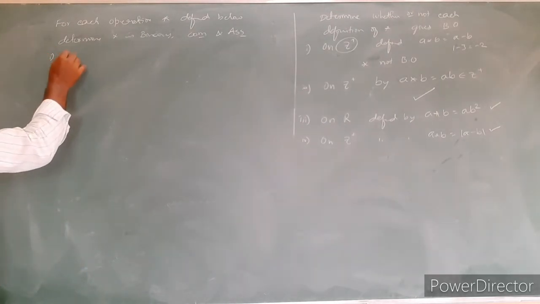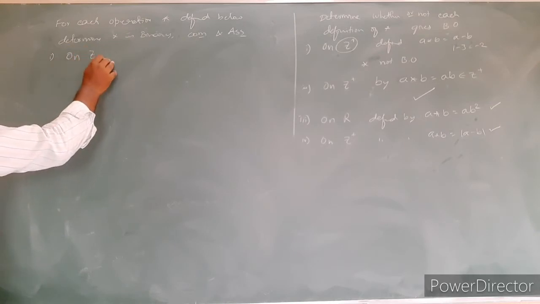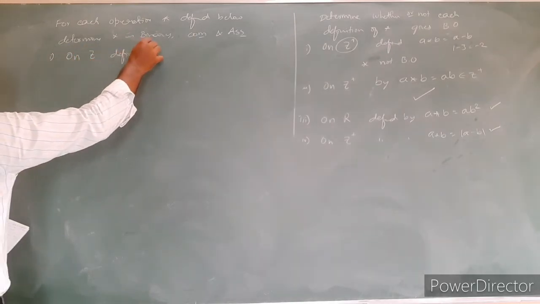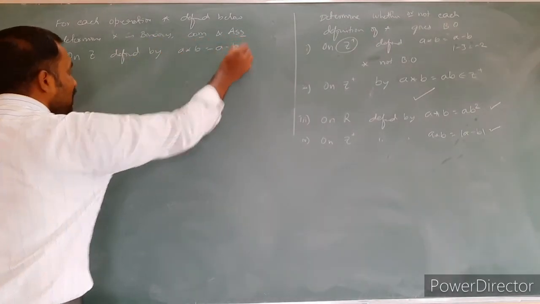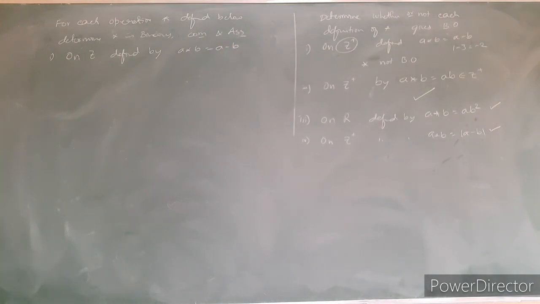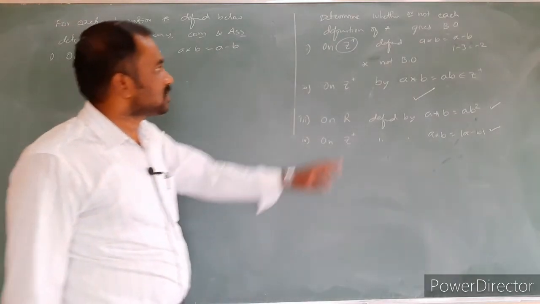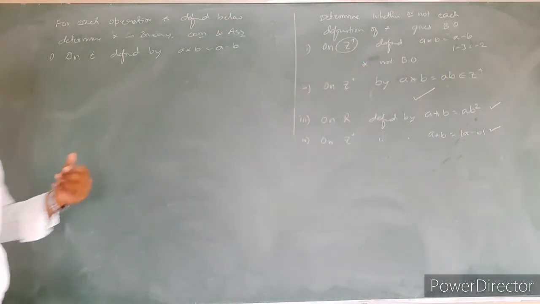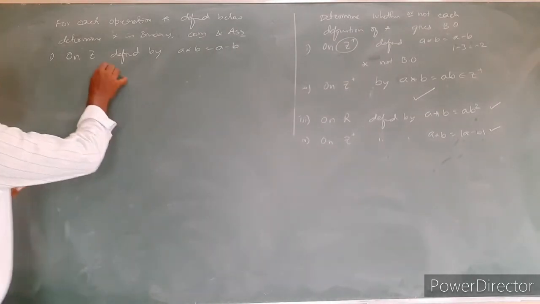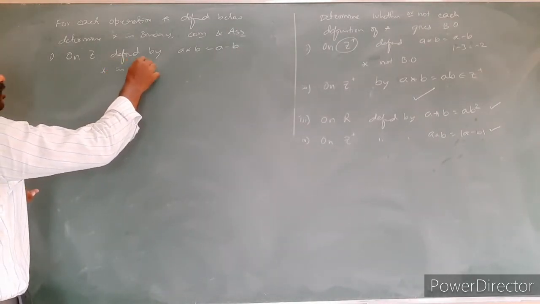In that first example, on the set of integers, the whole integer set, defined by A star B is equal to A minus B. Whether it is a binary operation or not. Earlier we just checked: on the positive integers it is not a binary operation. But here on the integer set there can be either positive or negative values. Yes, obviously star is a binary operation.